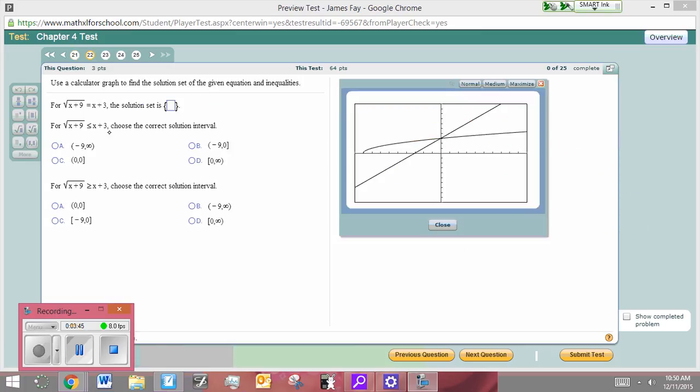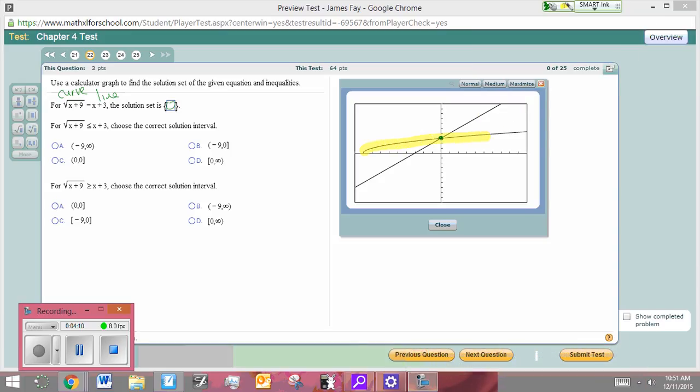This one they want to know when is the curve equal to the line x plus 3. So they're equal right there where they cross, and that's an x value of 0. All right, now they want to know when is the curve below the line. So here's the curve. Let's see if I can highlight this.